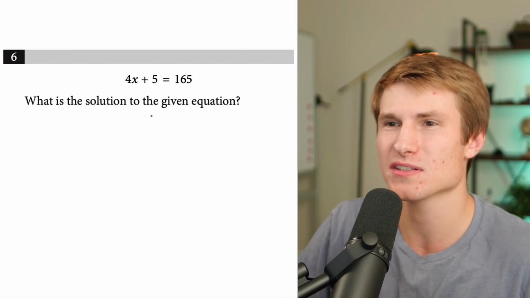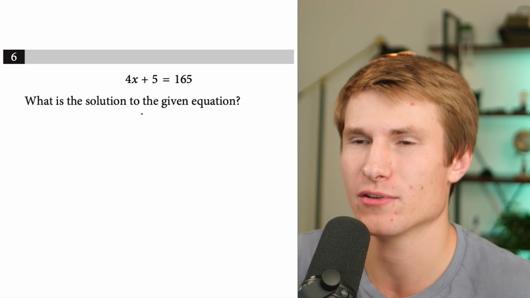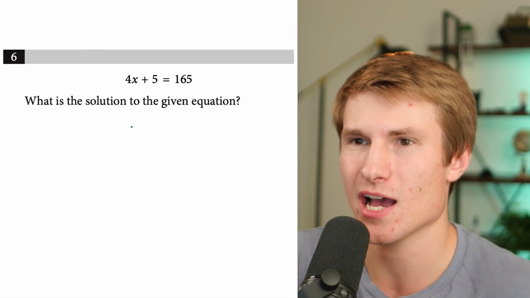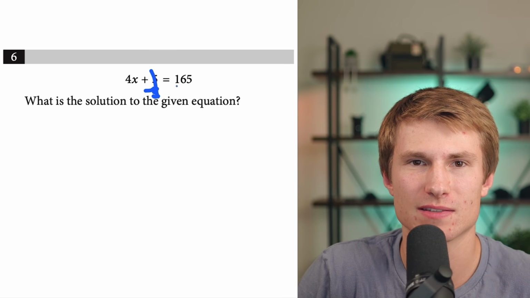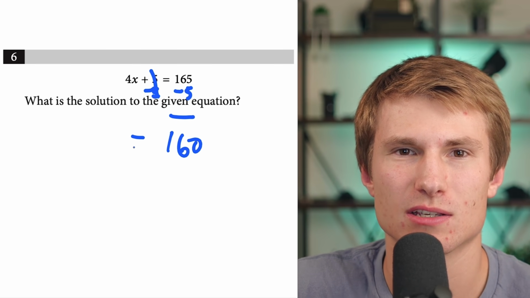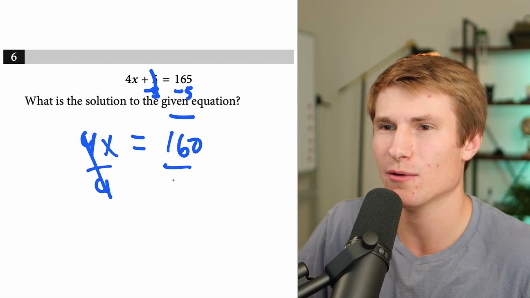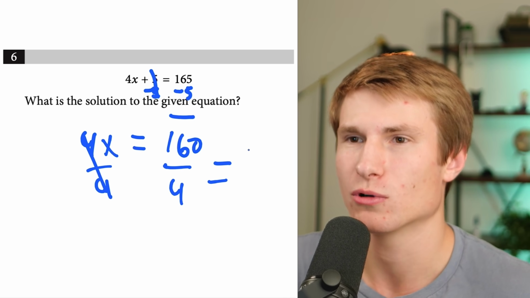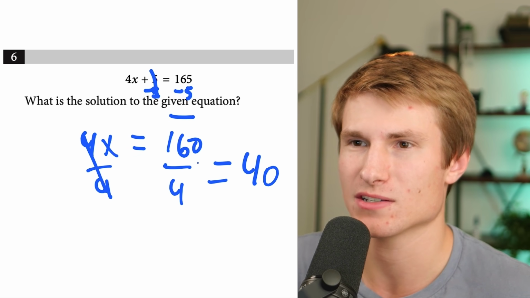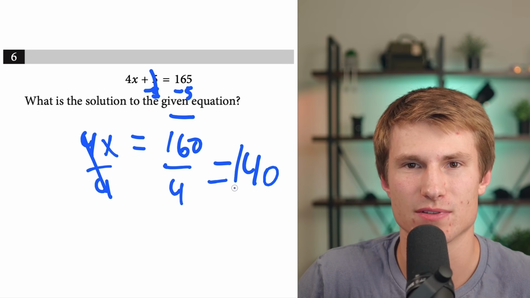Question 6 states, what is the solution to the given equation? We have 4x plus 5 equals 165. We want to isolate x, so we're going to subtract 5 from both sides. We're going to end up with 160 is equal to 4x. Then we'll divide both sides by 4 to isolate x. When we do that, we have 160 over 4, which is going to end up giving us 40 as our value of x. So our answer there is 40.